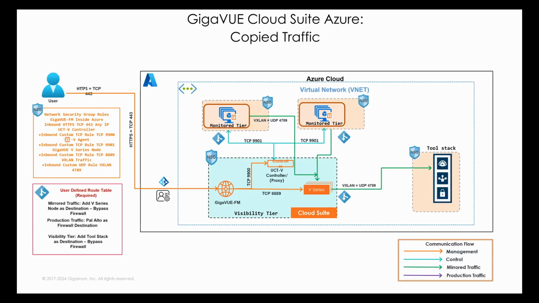Here's a basic topology of what an environment would look like for your deployment. As a user, I would deploy the GigaVUE-FM, which is going to be our orchestrator for the deployment. This is the management node that would control the controller as well as the vSeries node. To walk you through the process, a lightweight agent will be installed on either a Windows or Linux instance inside of your environment. At that point, it would then register with the controller.